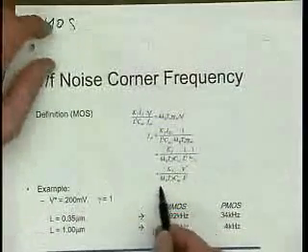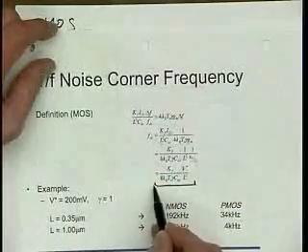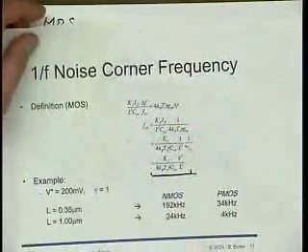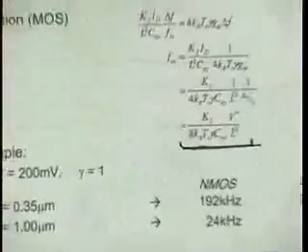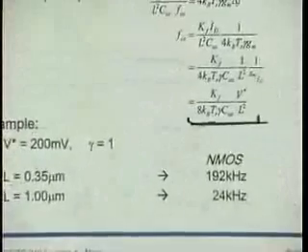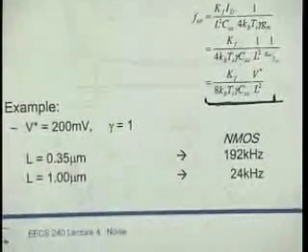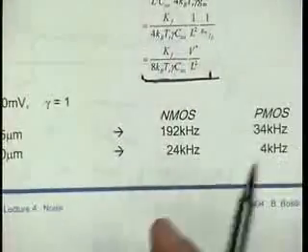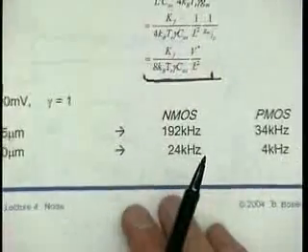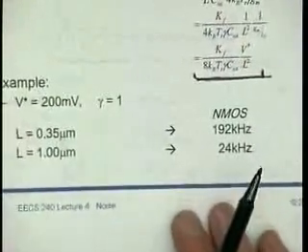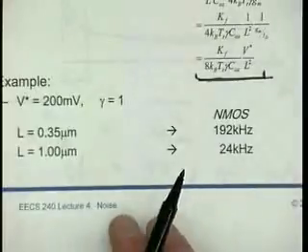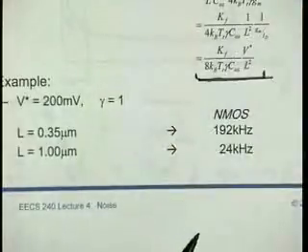So that's the result for this corner frequency. That of course could be different for a more complicated circuit where you have more noise sources. So you can calculate that in that case also.